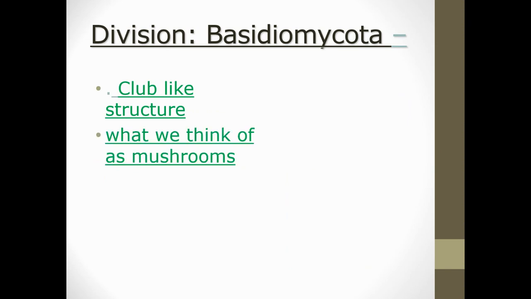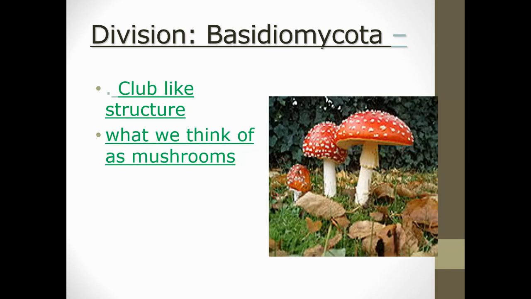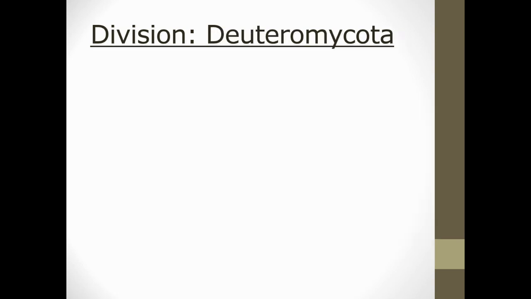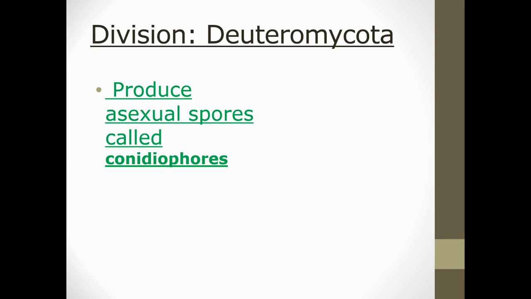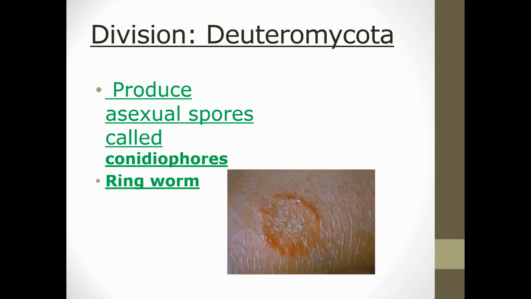Basidiomycota is what we typically think of as mushrooms. So this is a Basidiomycota. Basidio means club because this looks like a little club. Deuteromycota are asexual and they make conidiophores. So, for example, ringworm, which is not a worm but is actually a fungus, is caused by this particular type of fungal infection.